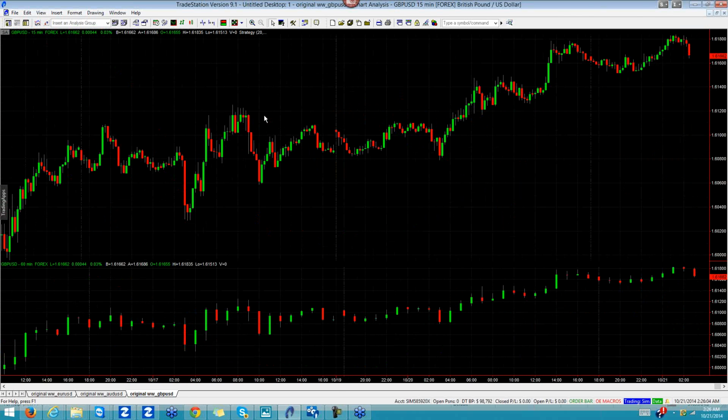Pound dollar is dropping quite nicely. Dropped about 14, 15 pips. Look at that.